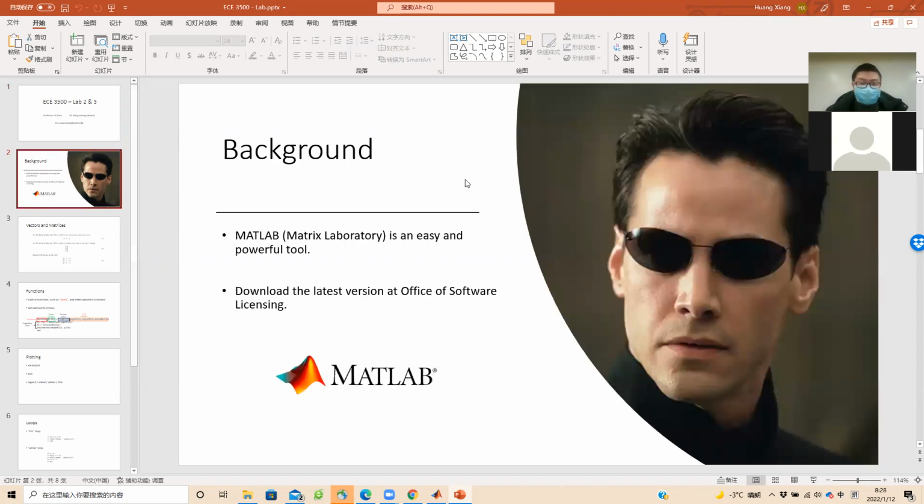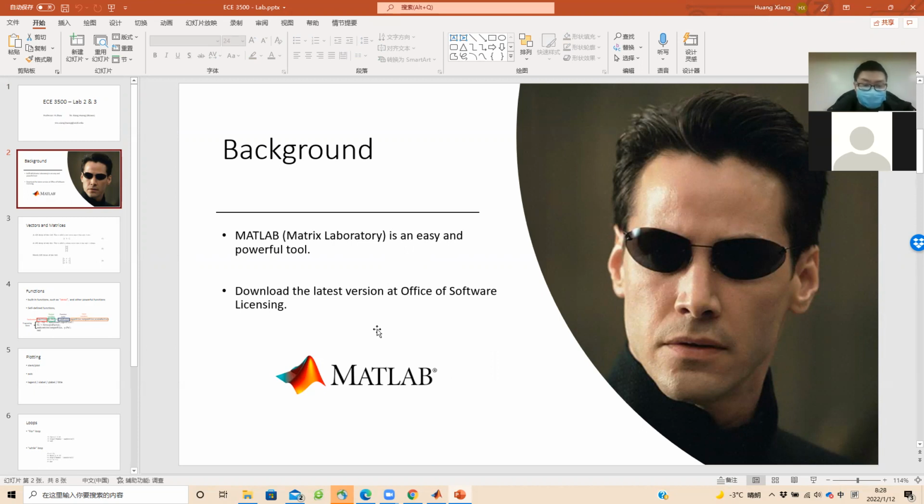Today we will learn some basic knowledge of how to use MATLAB. I think MATLAB is the abbreviation of matrix laboratory. It's an easy and powerful tool. Maybe you will think of the movie Matrix, but I'm sure that if you master MATLAB, you can be the Neo in your world.